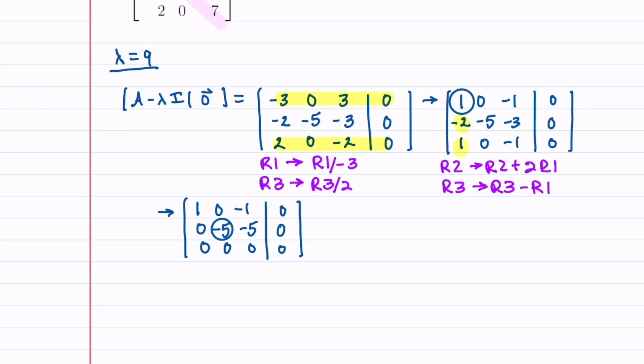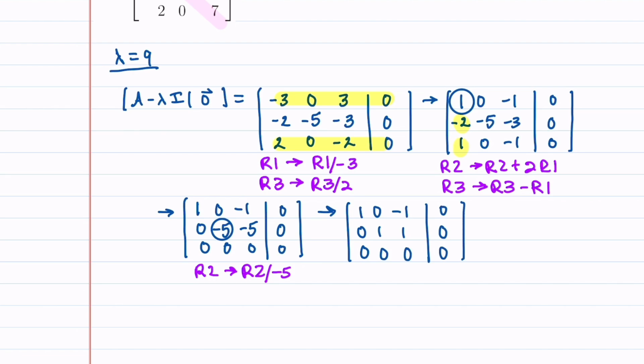To put our matrix in reduced echelon form, all of our pivots have to equal 1. So we're just going to take row 2, and we're going to replace it with row 2 divided by minus 5. Our top row is 1, 0, minus 1, augmented with 0. And then we have a 0, 1, 1, 0, and then our last row is zeros. So our matrix is now in reduced echelon form.